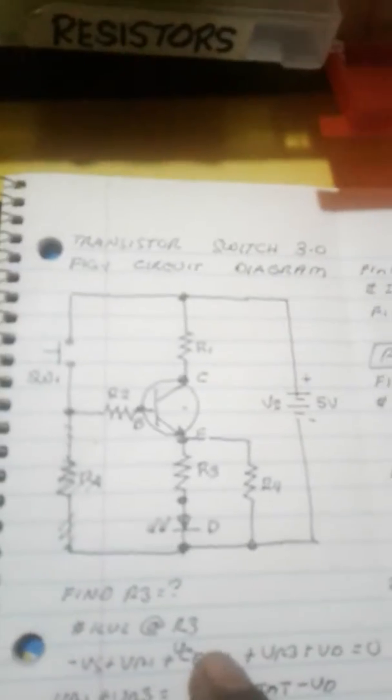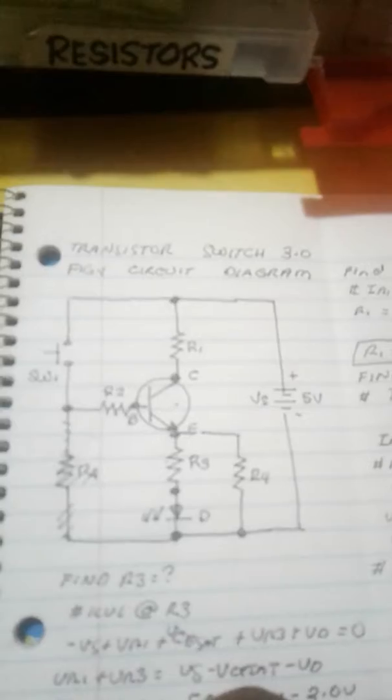This is a circuit, transistor as a switch. My version 3. Let's see the circuit. So this one is my version 3 of a transistor as a switch. This one is my version 1. The LED is in series with the supply.